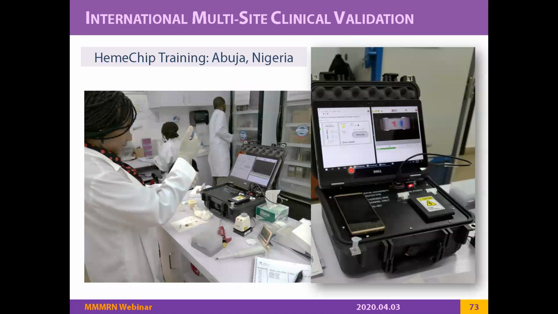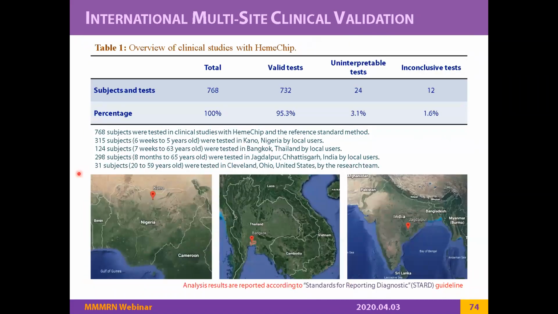Here you see a very minimally trained person running the test in a real world setting without us showing them how to do it. And here we present the test results from 3 different parts of the world. All of these tests are done by local people with minimal training without us interfering or showing them how to do it. And they came up with a very good number of tests that give us very good results. We have a very small number of tests where we were not able to make conclusive or reliable results.